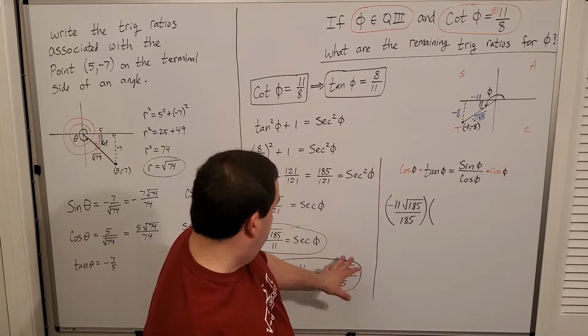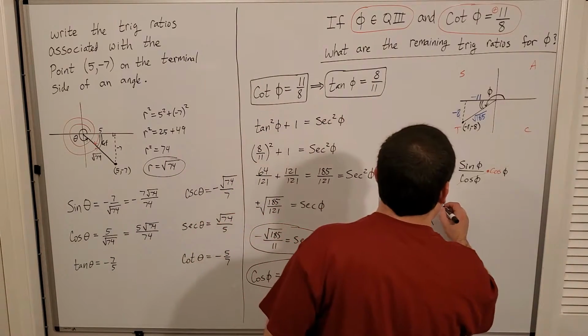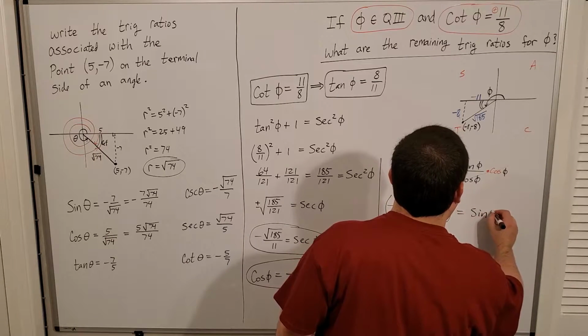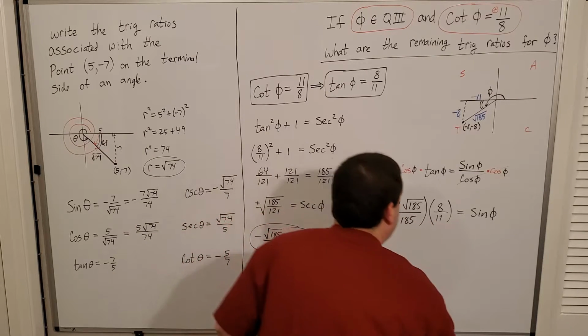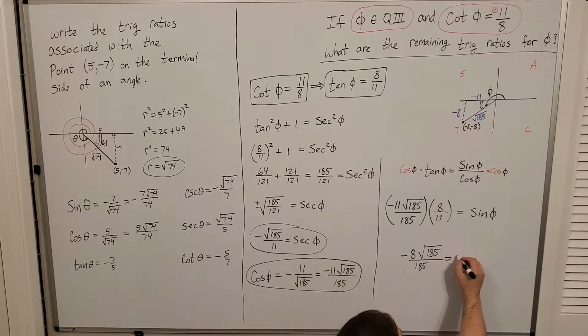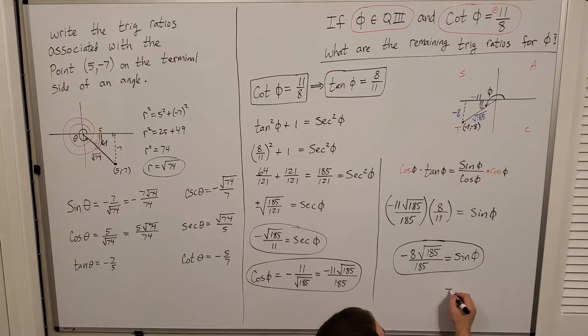Cosine of phi is this measurement. Tangent of phi is 8 over 11. And it's equal to sine phi. Notice 11 over 11 will reduce, and I'm left with negative 8 square root 185 over 185, which is going to give me sine of phi, which is what I was looking for. And I need cosecant phi.